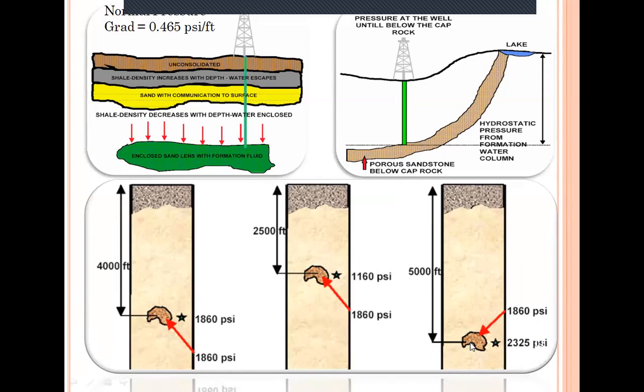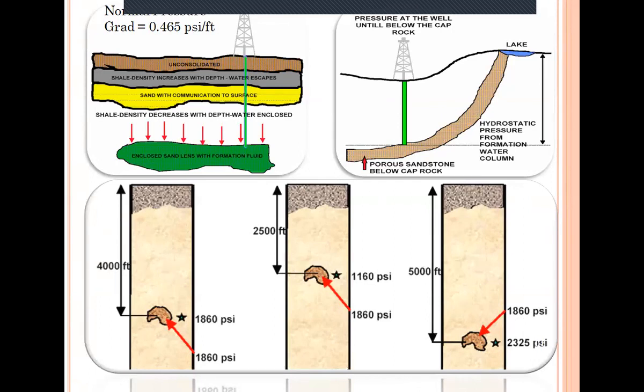The subnormal pressure in this case, if you calculate with me, the 5,000 feet multiplied by the normal pressure gradient, this pressure should be 2,325 psi. But when you drill it, its pore pressure is 1,800. So you have here subnormal pressure. Why subnormal pressure? Again, because of the sand lens, which contains trapped pressure, and its depth is high enough that you have less pressure than you would expect.